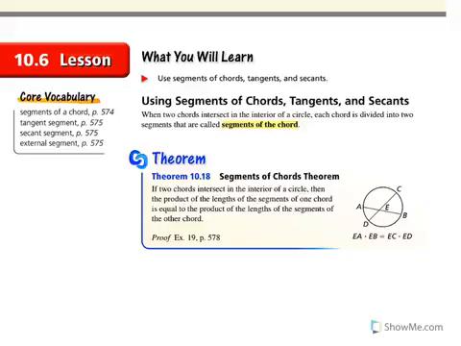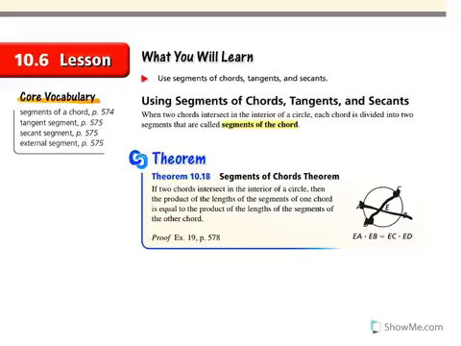Okay, chapter 10.6. You're going to learn about different things you can do with chords, tangents, and secants, and we have some special formulas depending on what type of segments you have. So the first one is the segments of chords theorem. Remember, chords have two endpoints on your circle, and they go through the circle.